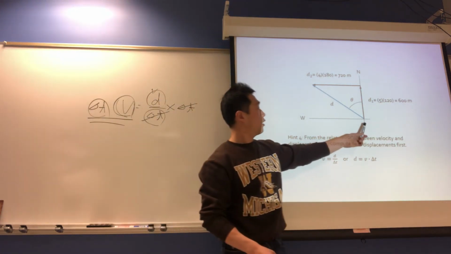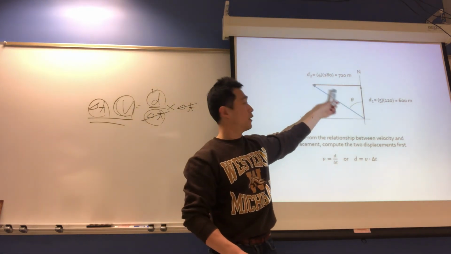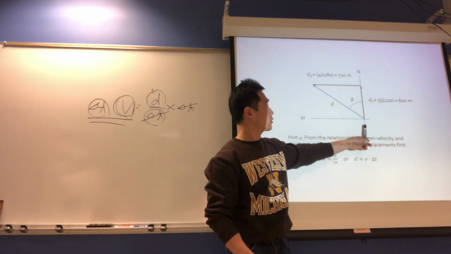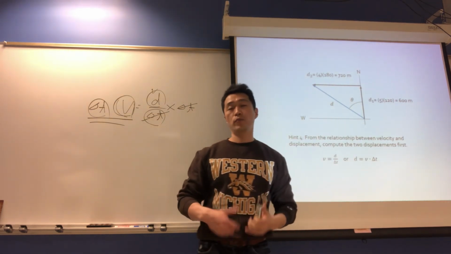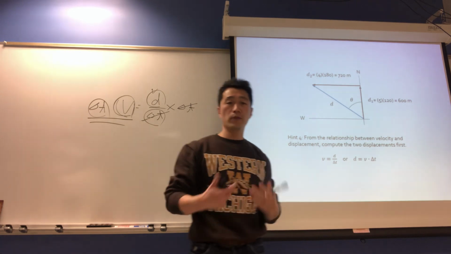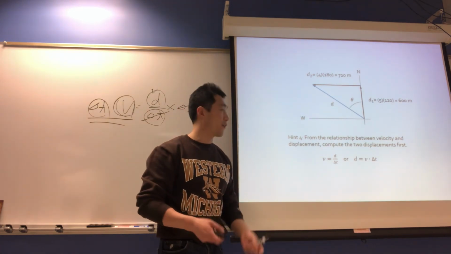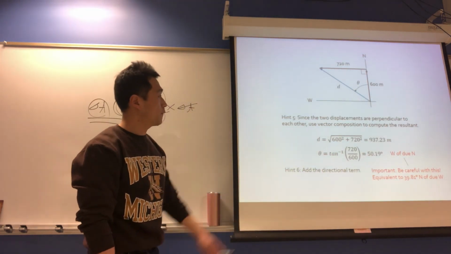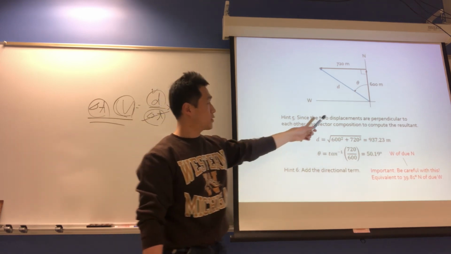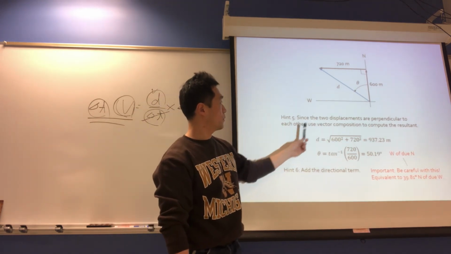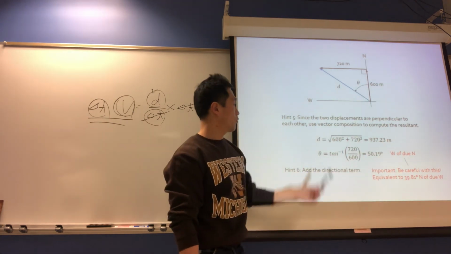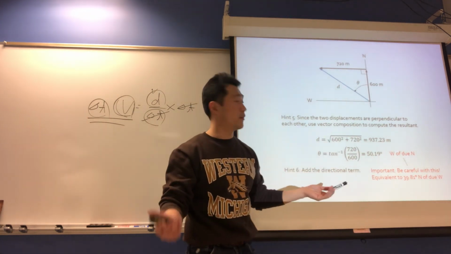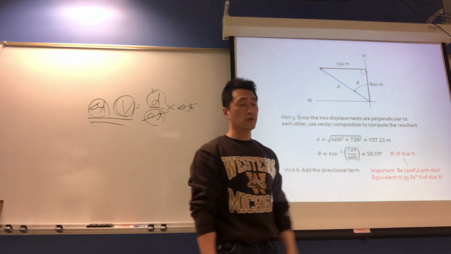These two are tip to tail, right? And these are at 90 degrees, because north and west are perpendicular, which means we should be able to use vector composition or the Pythagorean theorem. These two displacements are perpendicular to each other, which means it's 90 degrees. Use vector composition or the Pythagorean theorem to compute the resultant displacement.